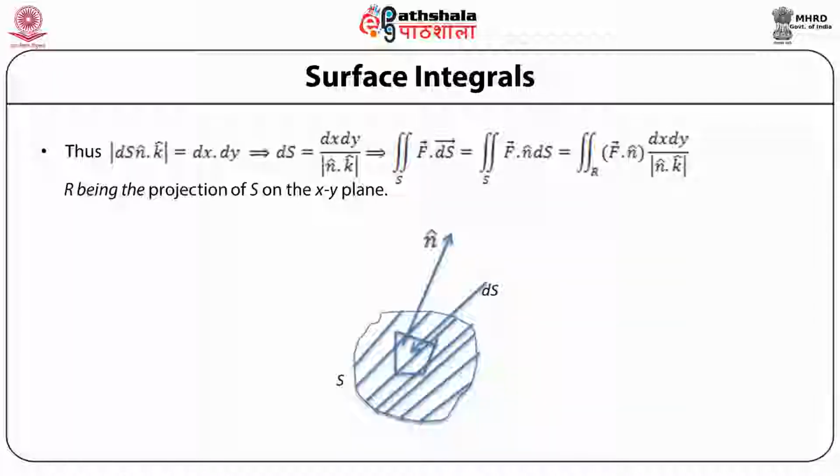Thus, mod of ds n cap dot k cap is equal to dx dy, which implies that ds is equal to dx dy divided by mod of n cap dot k cap. Hence, surface integral over S of F dot ds is equal to surface integral over S of F dot n cap ds, which is equal to surface integral over R of F dot n cap into dx dy divided by mod of n cap dot k cap, where R is the projection of S on the xy plane.